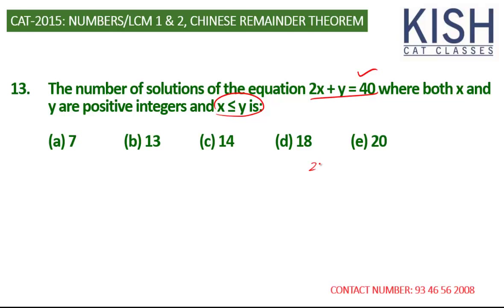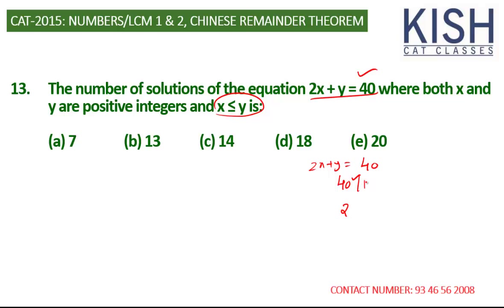Now, 2x plus y equal to 40. Instead of taking y to the other side or 2x to the other side, y's maximum value is 40 because it's going to be positive. For y's minimum value, can we take 1 here? If I take 1 in place of y, then 2x plus 1 equal to 40, then 2x equal to 39. X must be a number, but that's not an integer. So in such a case, y value is going to be 2. So y is an even number, x is any number.